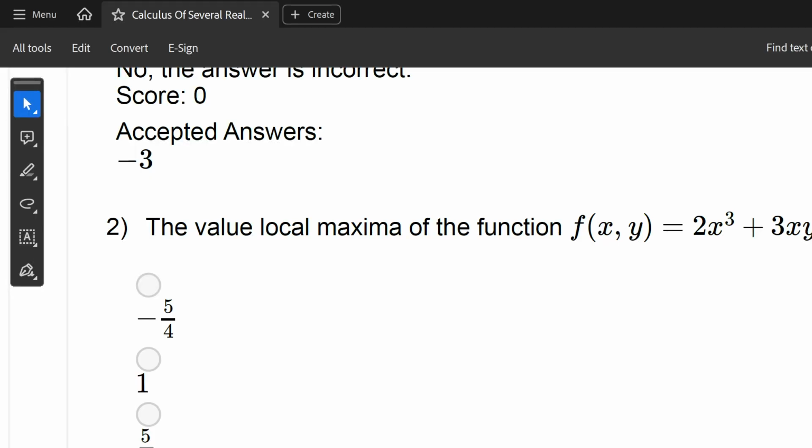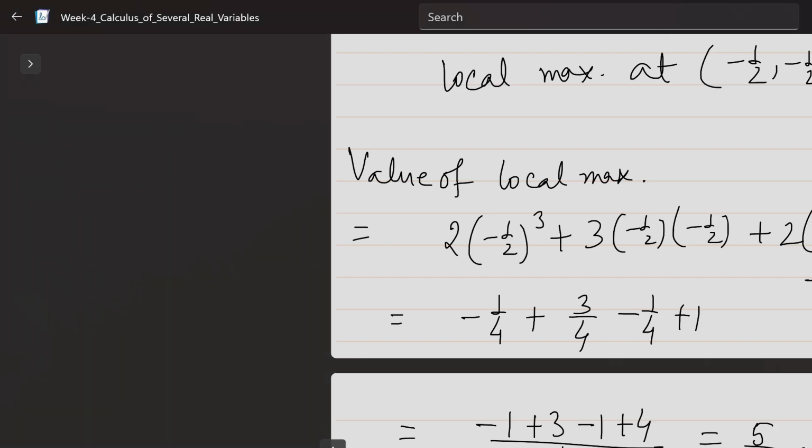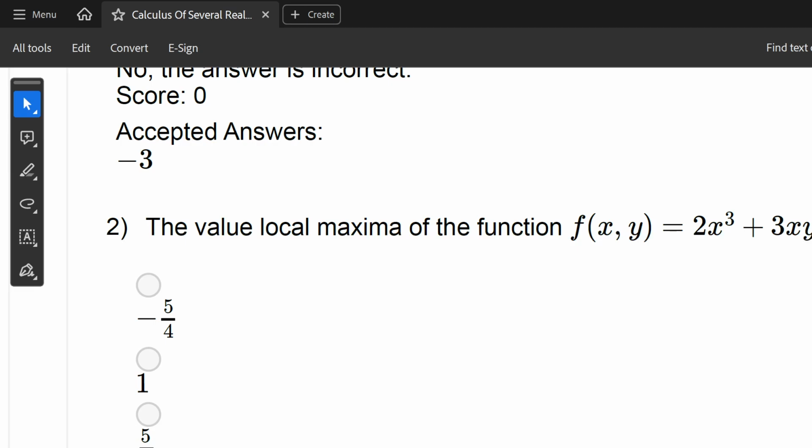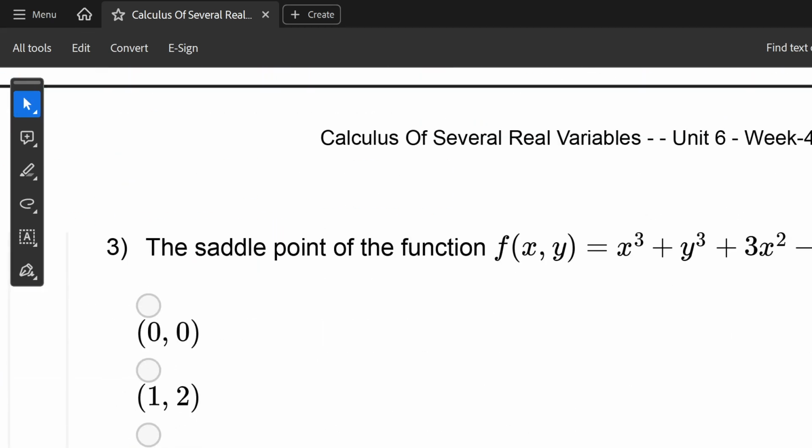5 by 4 you got? 5 by 4 is option C, as you can see. So I will write the answer is option C. So did you get option C or 5 by 4? Otherwise, you have any question? Any question from the last question? Otherwise, I will move to the next one.